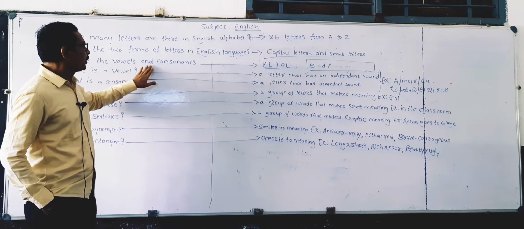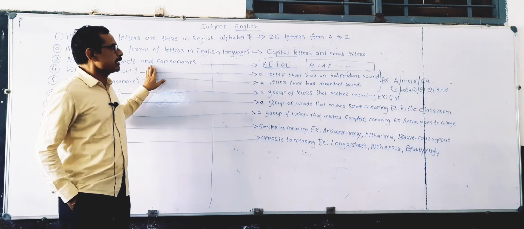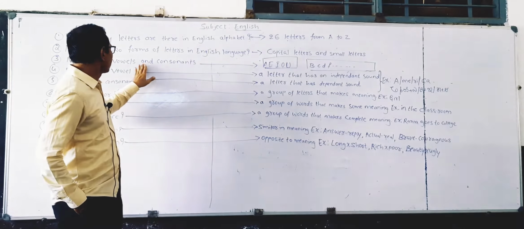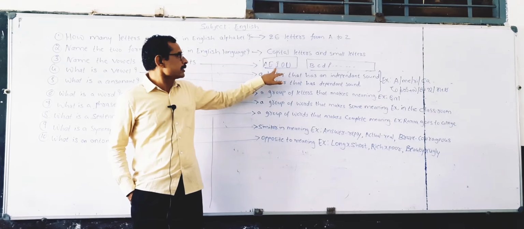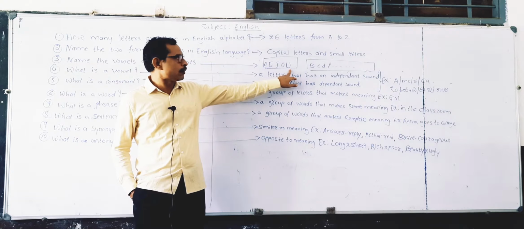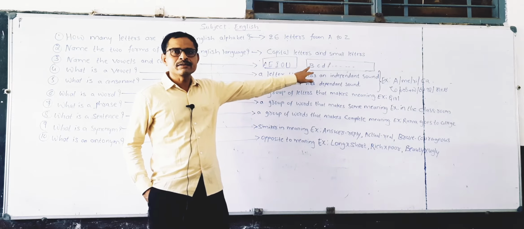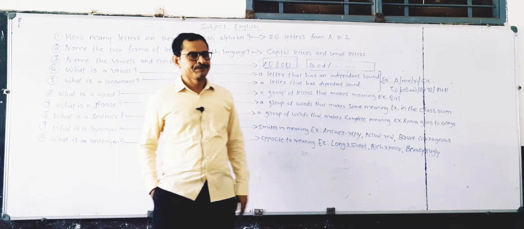Next, we need to know vowels and consonants in the English language. Name the vowels and consonants. Vowels are A, E, I, O, U. These are the vowels, and the remaining are consonants: B, C, D, F, and others.